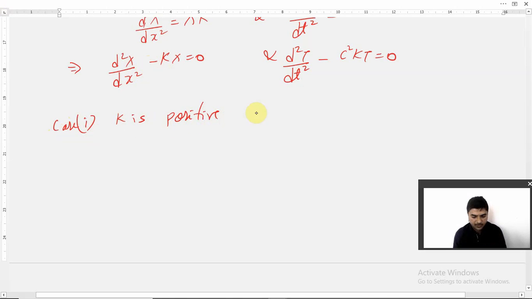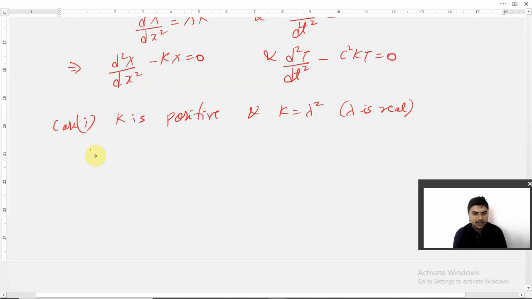positive. Okay, when K is positive, students, I will consider this K is some lambda square, where lambda is real. Now I'll just simplify this, students, very easily. Already in such examples we have already done.